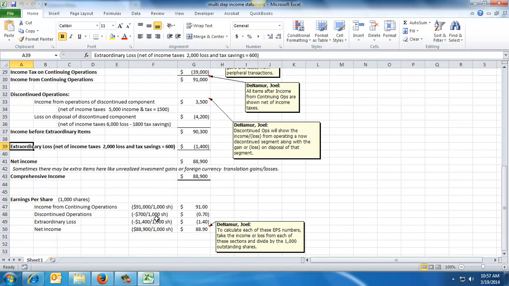Then we also have earnings per share. To calculate earnings per share numbers, which I have detailed out here in this box, you take the income from each of these sections from the income statement up above, and you divide it by how many outstanding shares you have.